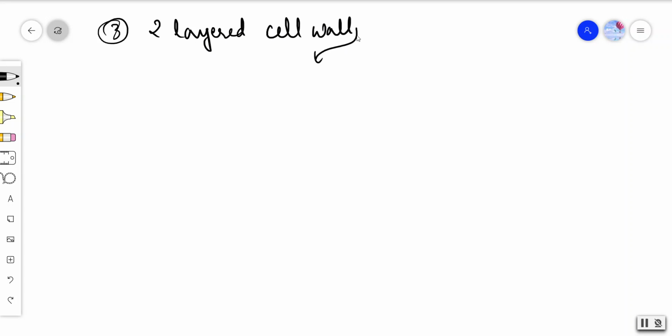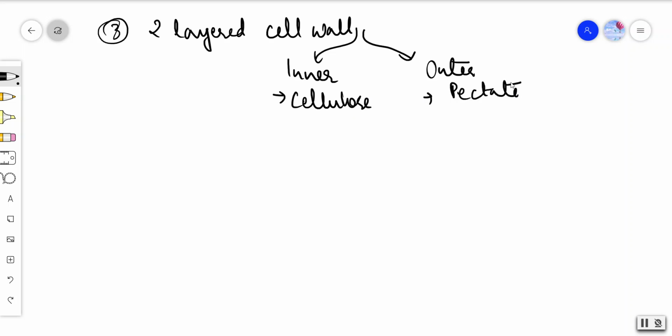Coming to the third character, they have a two layered cell wall, inner and outer. The inner one is made up of cellulose, whereas the outer is made up of pectate. Next, reserve food. They reserve their food in the form of starch, but there is an interesting structure found.